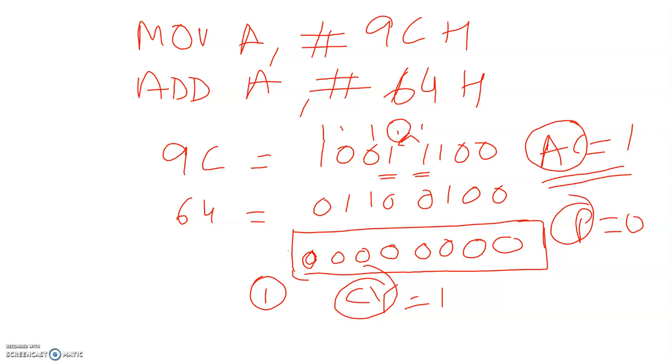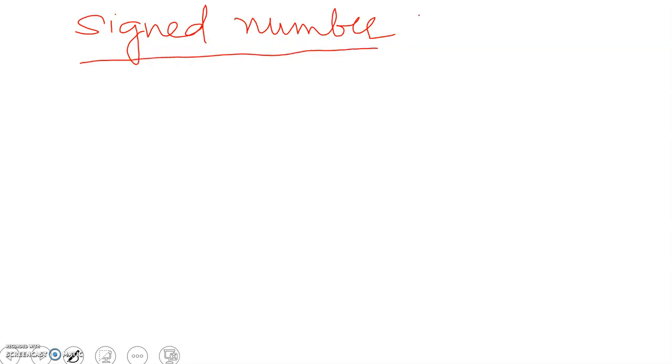Before going into the overflow, let us see the concept of signed numbers. It is very important. Basically, we know that numbers are either positive or negative, but the microcontroller does not understand this positive and negative sign. So we have to give the information in terms of 1 and 0 to make the processor understand whether a number is positive or negative.